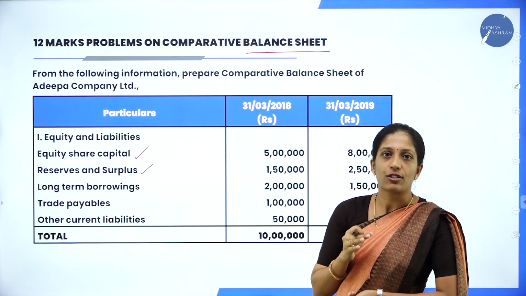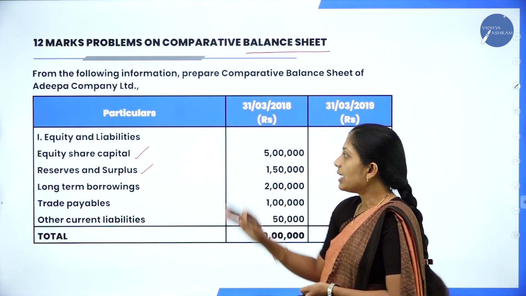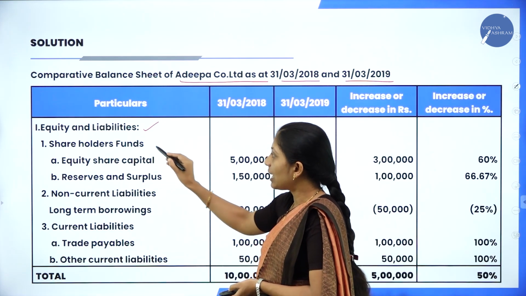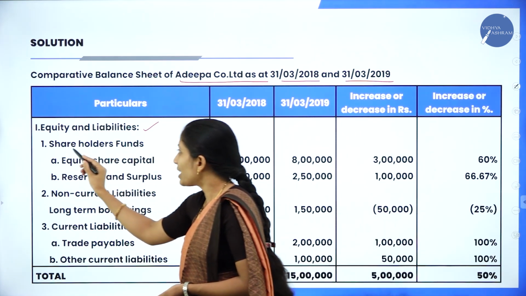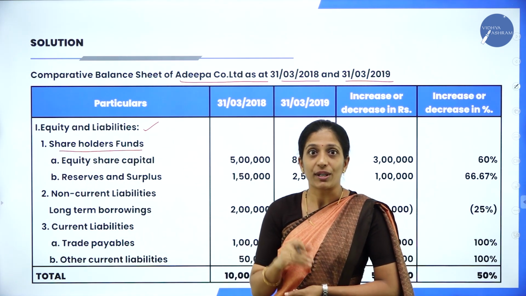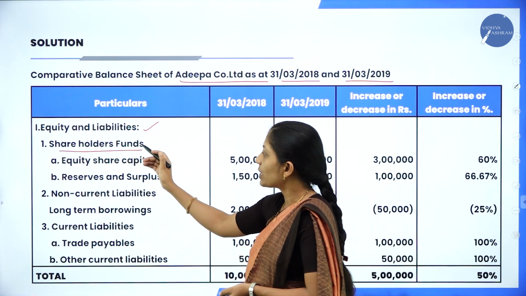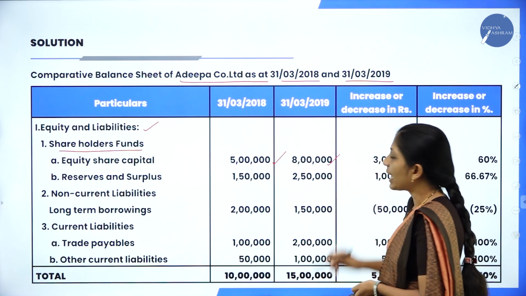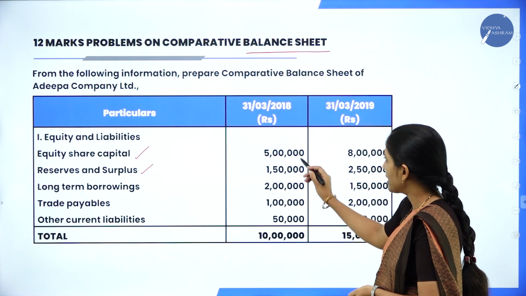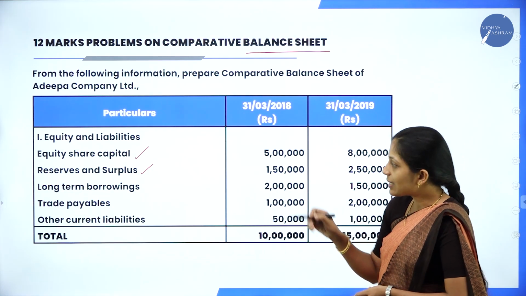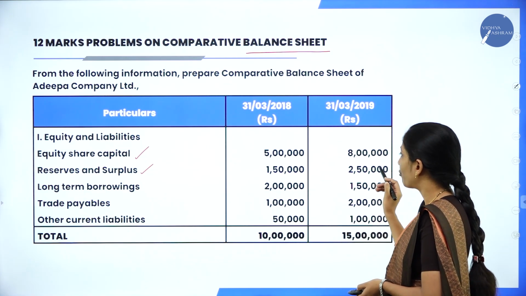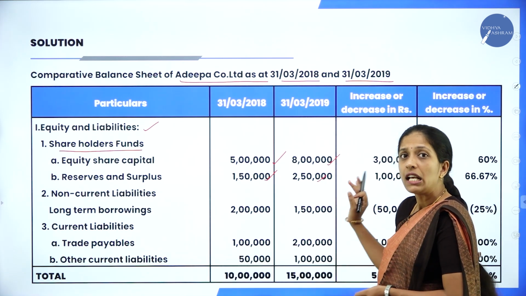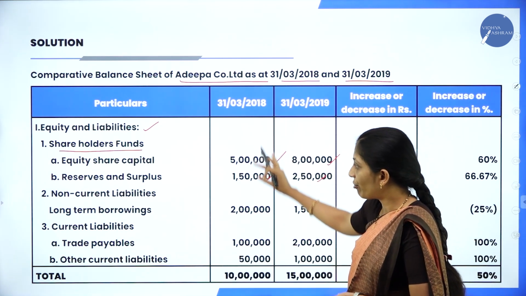Hope you remember in the third chapter, we had already solved about it. Okay, so how do you write? Roman number 1, equity and liabilities. Under that first one, shareholders fund. So this shareholders fund they have not given in the question, but you have to write the headings. Okay, shareholders fund. Under that, equity share capital. So you will write the amount as it is, 5 lakh and 8 lakh. They have given in the question as it is, 5 lakh and 8 lakh. Next B, reserves and surplus, 1 lakh 50 and 2 lakh 50. These 2 columns I will tell you later. First we shall fill all these.